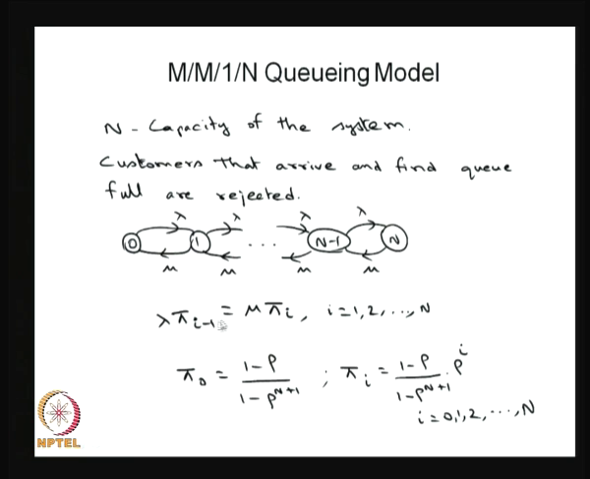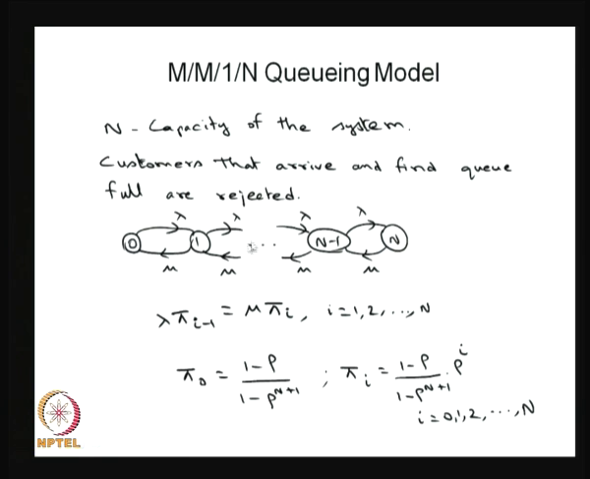Some books write this as a balance equation. What is the inflow rate and what is the outflow rate? Both are going to be the same whenever the system reaches the equilibrium state. Therefore, the outflow is lambda times this, the inflow is mu times pi 1. Like that you can go for understanding the balance equation for this state, the second state and so on.